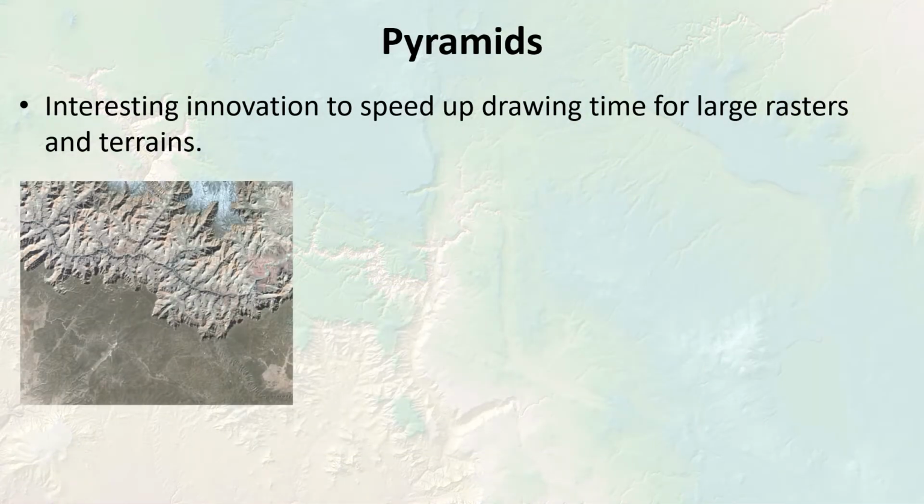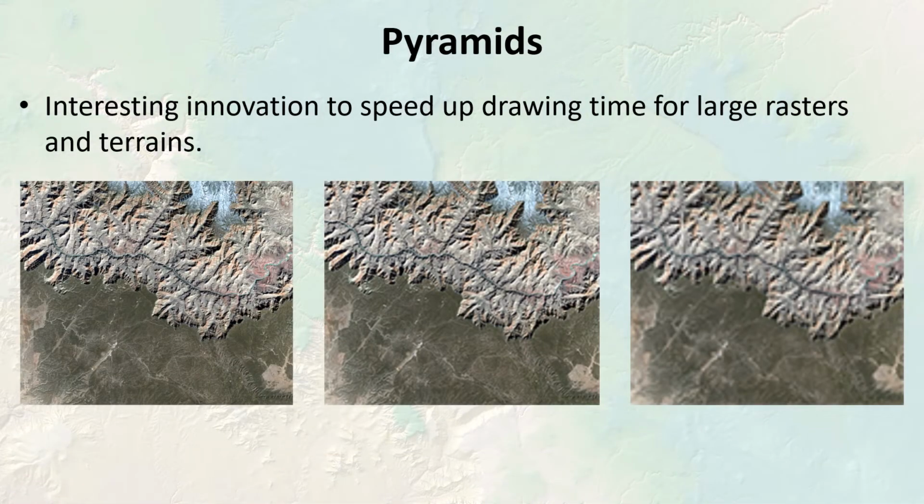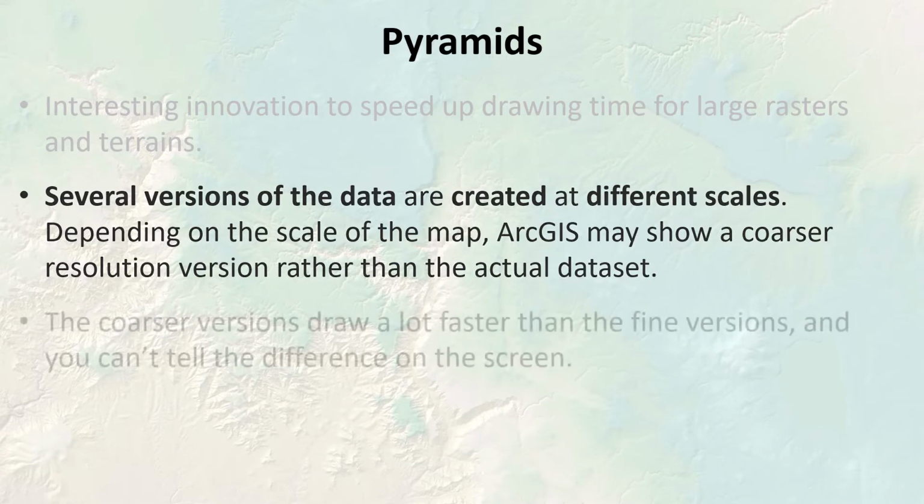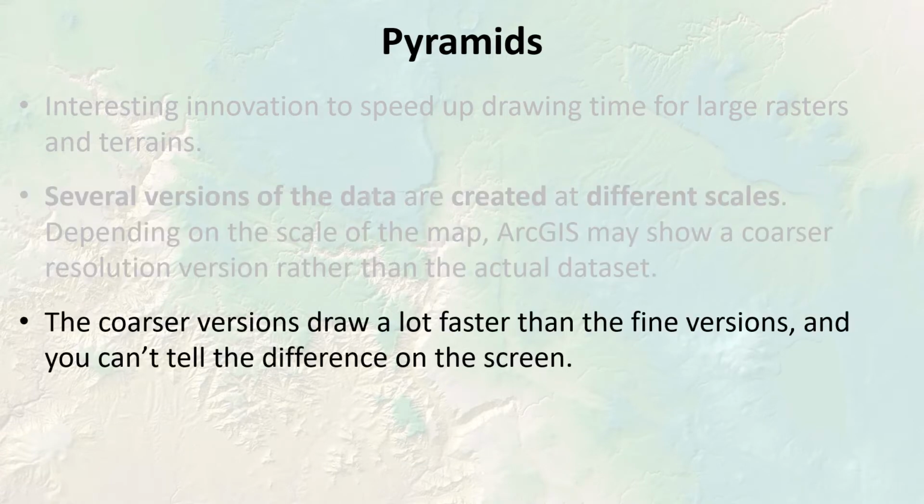Next up are pyramids, which are a component of many raster and terrain datasets. In these cases, several versions of the data are created. They're used to view at different scales. This greatly improves the display speed for complex datasets.